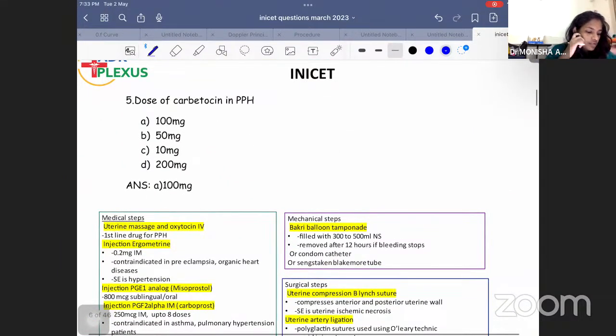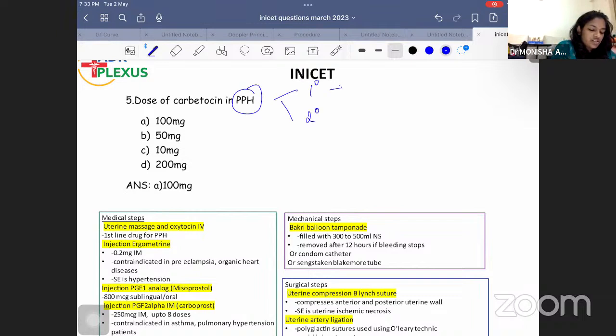Coming to the dose of carbetocin in PPH. What is carbetocin? Ruchi was asking, there is primary and secondary PPH. What do you say is primary? When do you say it's secondary? Anybody could answer this?